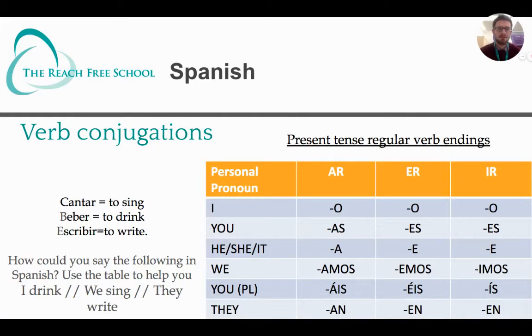First of all, here's an example of a quick activity that we might do in Spanish lessons. It's all about conjugating verbs in the present tense, which is super important. So what I'd like you to try to remember how to do or to figure out is to conjugate 3 verbs in Spanish. So how can you say I drink, we sing, and they write? To help you, you have 3 infinitives: cantar, which means to sing, beber, which means to drink, and escribir, which means to write. And then you have a verb table here, which you will need to figure out the answers, which we will go through at the end of the video.